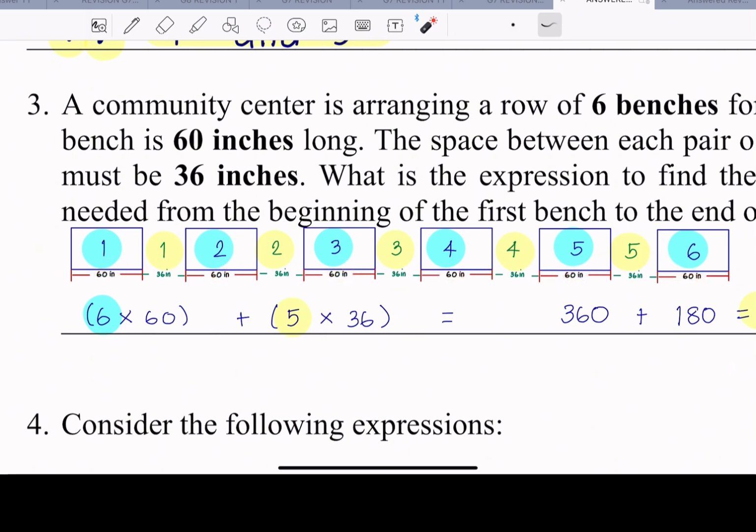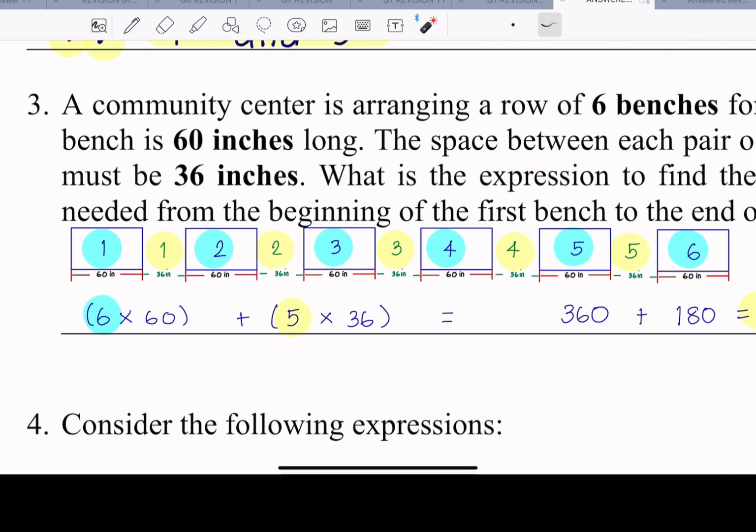So then there are spaces in between the benches. And notice we have 5 spaces, and each must be 36. So we need to find the length, the distance from here to here.